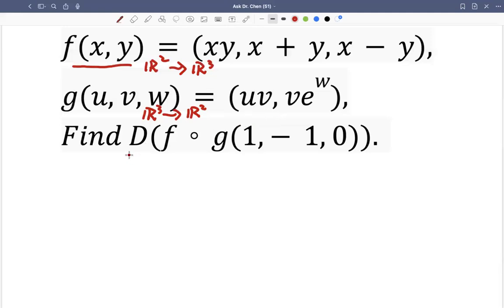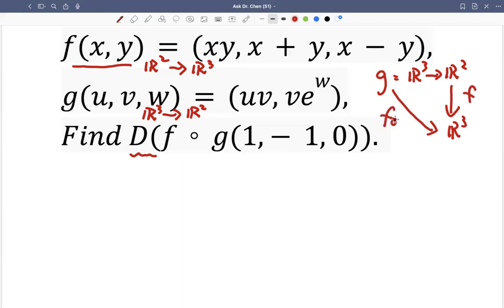So we want to find the derivative of f composed with g. We can think this way. g goes from 3-space to 2-space, and f goes from 2-space to 3-space. So f composed with g is from 3-space to 3-space. Then the derivative of f composed with g should be a 3 by 3 matrix.